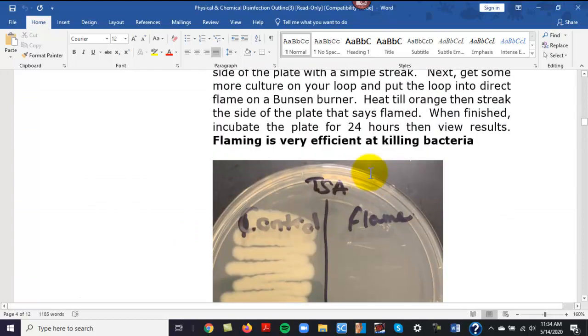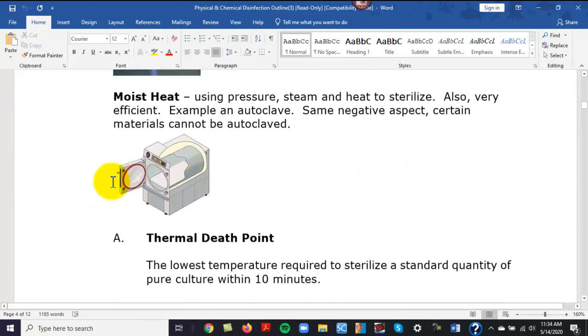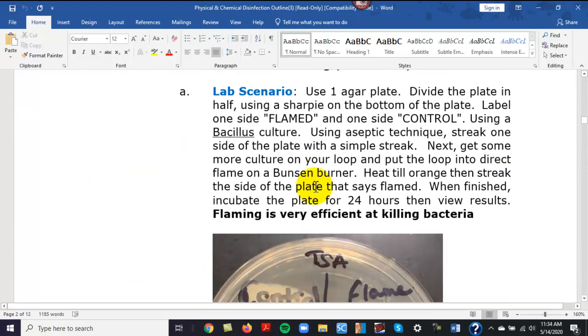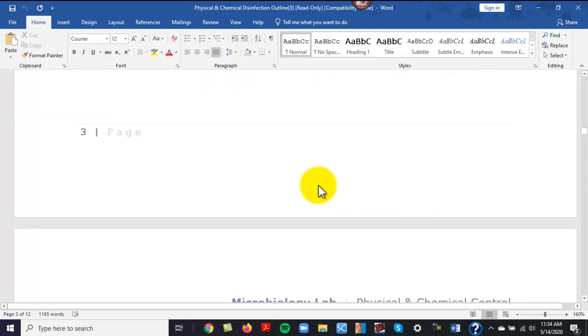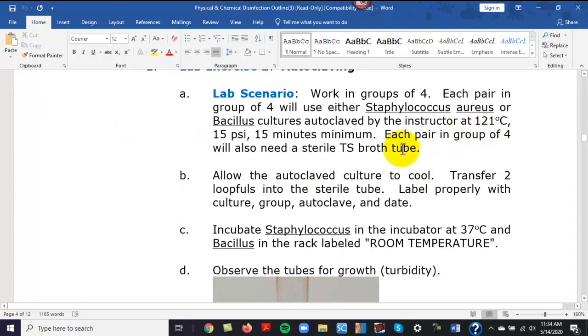So you're going to put them back into the thing we were talking about earlier, one of these things. And you do it for the proper time. 121 degrees, 15 psi for 15 minutes. 121 Celsius is very hot. 37 to 38 degrees Celsius is about 100 degrees Fahrenheit. So a summer day. So if you want to know how hot that is. You would nuke these cultures, okay, and then while you're doing that, you would procure 2 sterile broth tubes here.